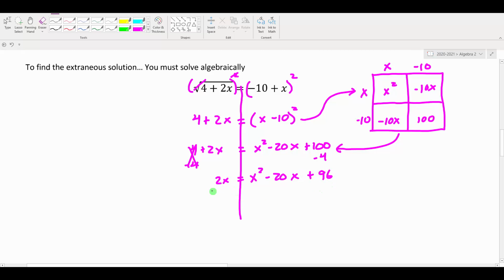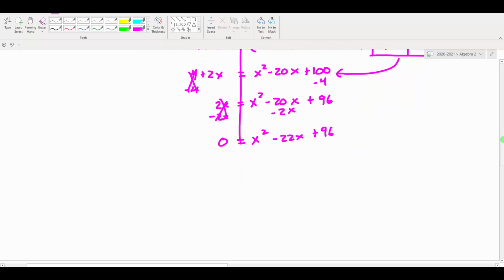Then I'm going to move the 2x, so I'm going to subtract 2x from both sides. These will cancel, leaving us with 0, which is what we wanted. And then we have x squared minus 22x plus 96. So we're in a good place right now. This is a quadratic set equal to 0, so we should be pretty familiar with what to do here.